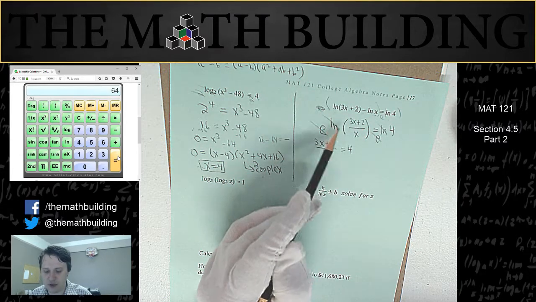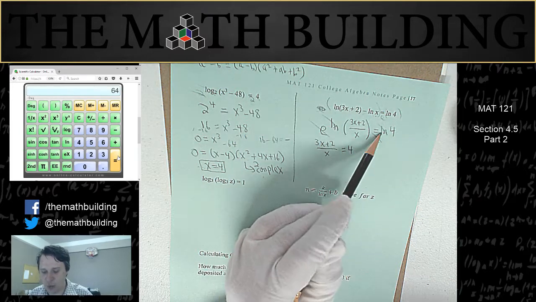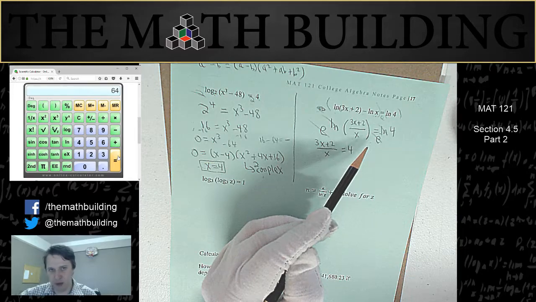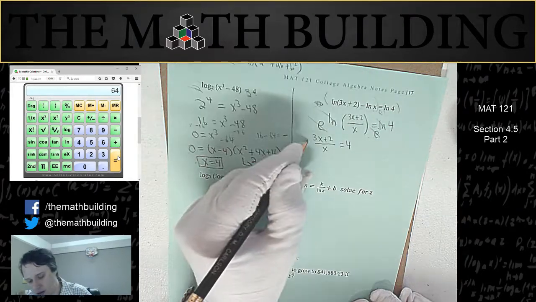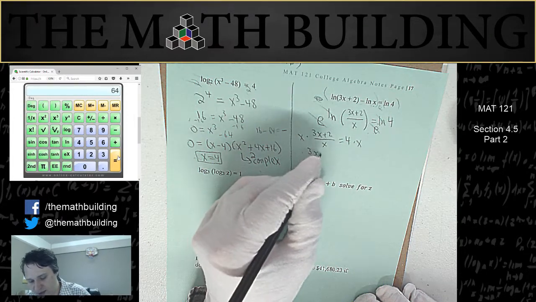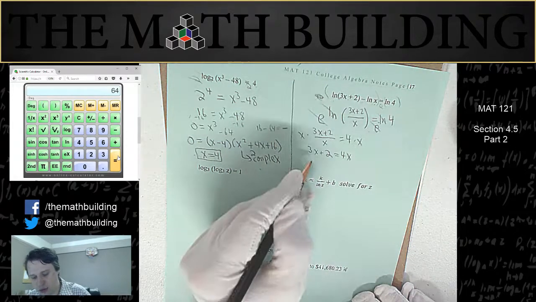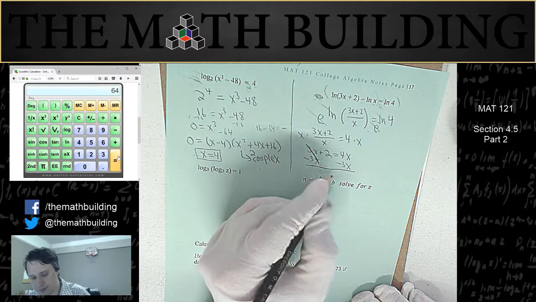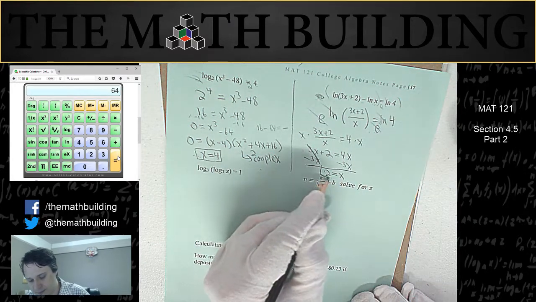So that's why it's important to make it so that you have just one natural log on the left and one natural log on the right. Then take e to the power of both sides. Then they cancel. All right, multiply both sides by x. So we get 3x plus 2 equals 4x. And then just subtract 3x. 2 equals x. And that's the answer.